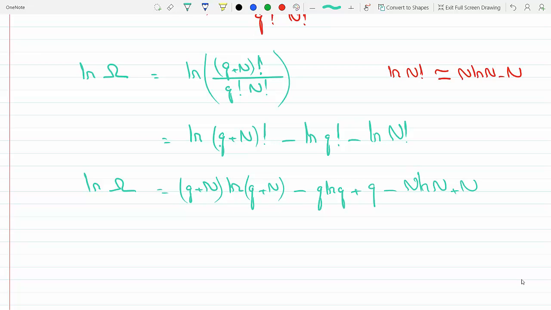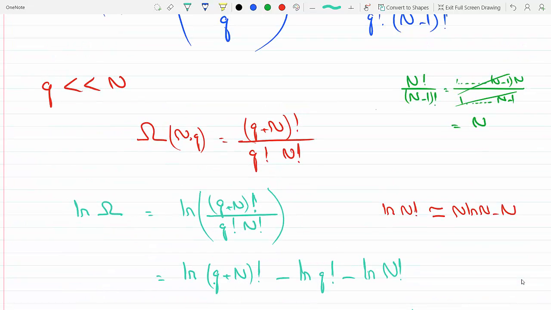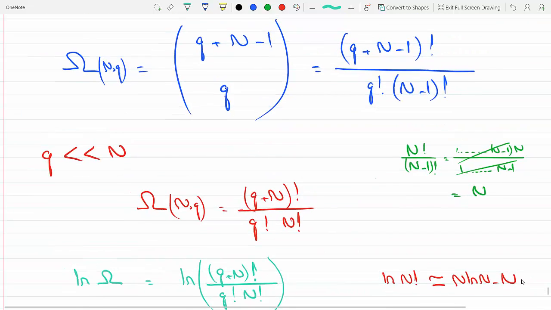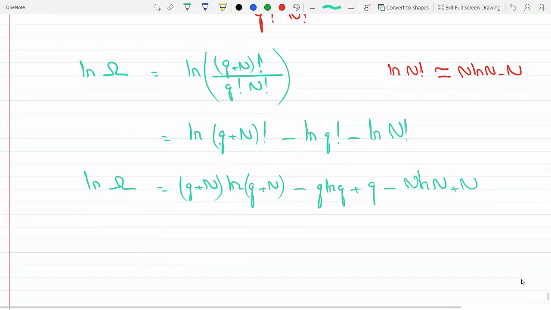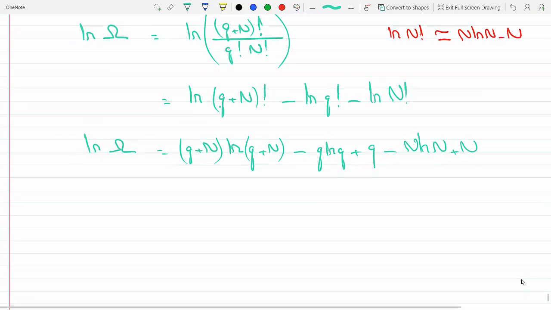Let's see here. So here we're using, by the way, Stirling's approximation in order to do this. Stirling's approximation. Let me write it here. So here we are using Stirling's approximation.